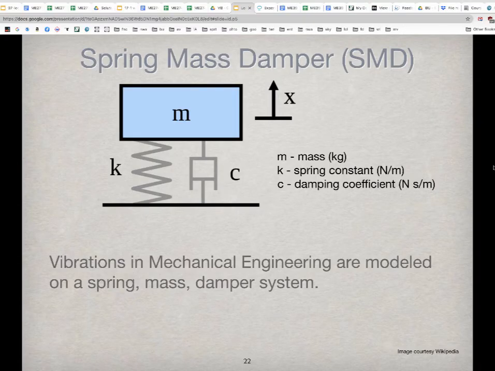So let's take a look at the spring mass damper system. You may have seen this before in physics. The resistive force is equal to k times x, which is the force due to the spring. You can visualize this damper as a fluid-filled cylinder piston with holes in the piston. And the resistive force from the damper is given by c times x dot, so the velocity of the mass.